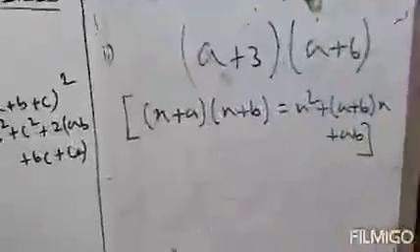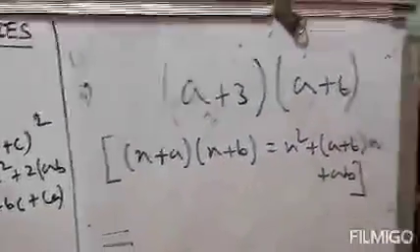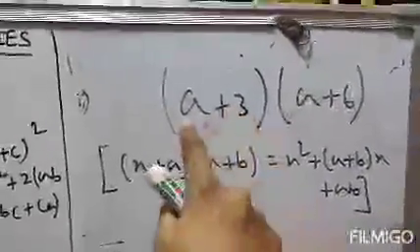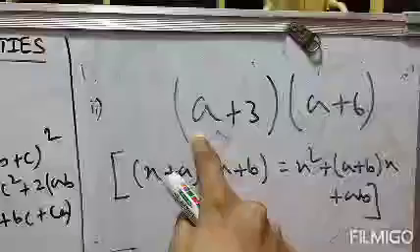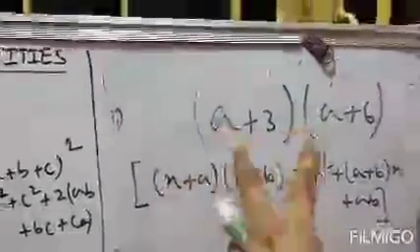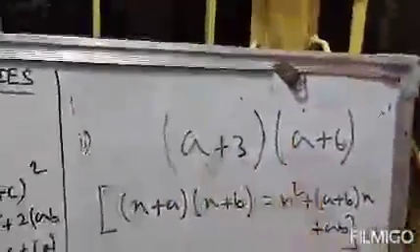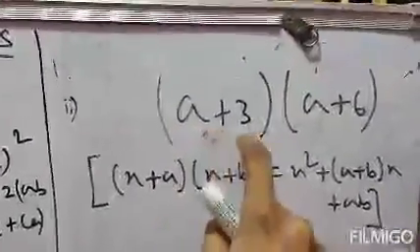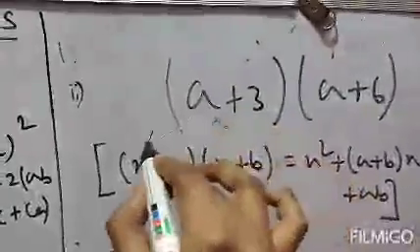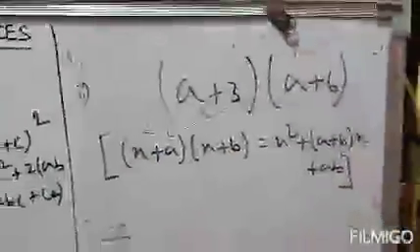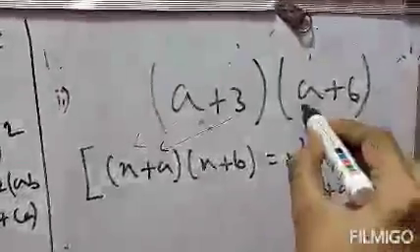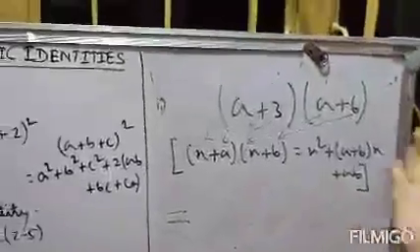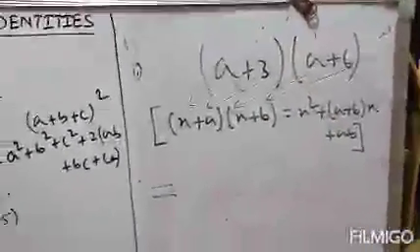Therefore just put in the values. Compare (x plus a)(x plus b) with (a plus 3)(a plus 6). So this is your x and this is your a, and in a plus 6, this is your x and this is your b. Don't draw these arrows in your exam. I have just shown you to better understand.